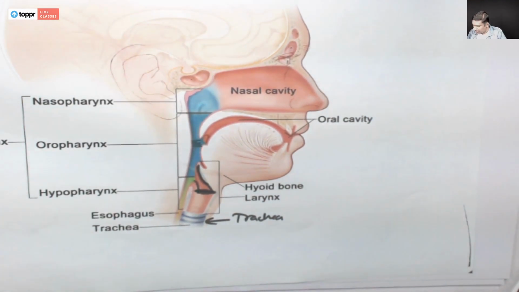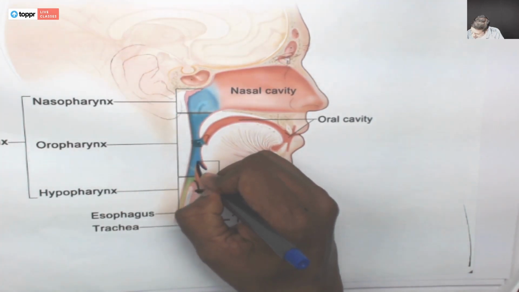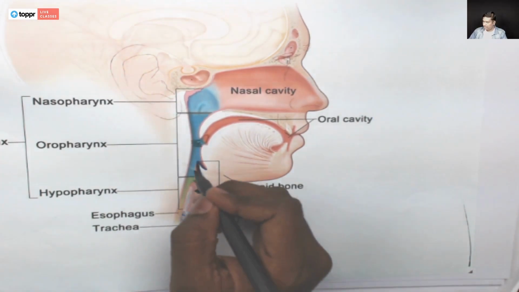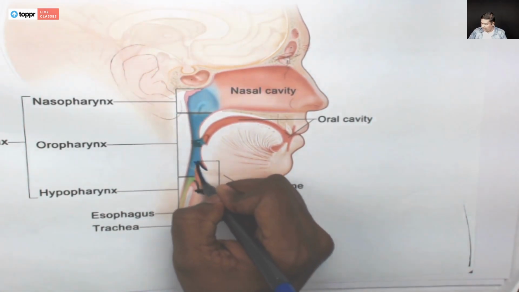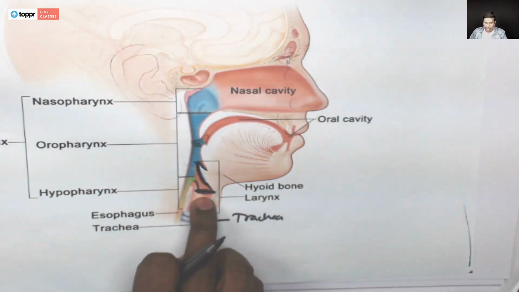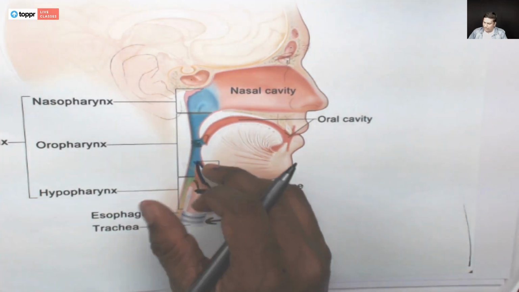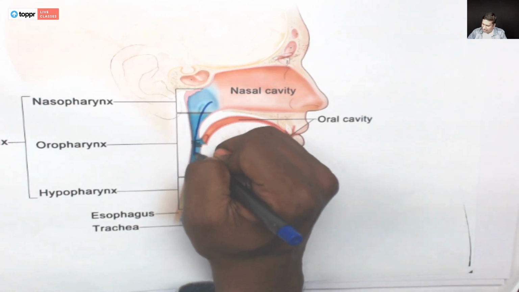Okay, let me just draw that. This flap that you see, right? That flap that you see, this blue color, the flap that you see here, that's your epiglottis. So your glottis is the opening and your epiglottis is the flap. And your food is coming from here.